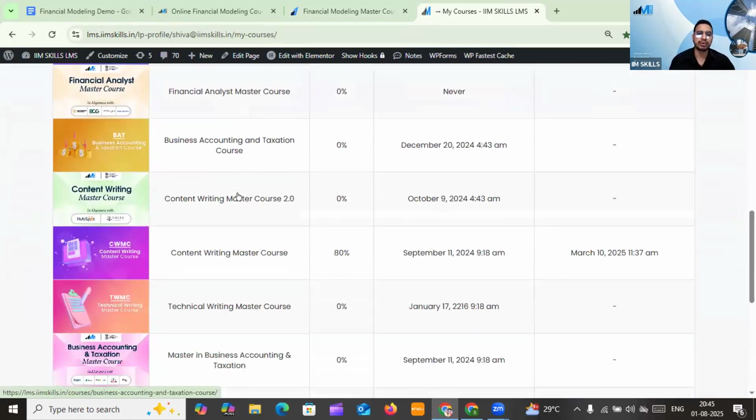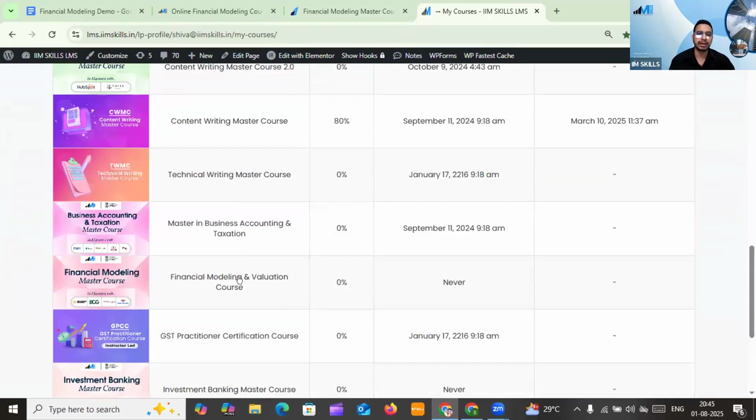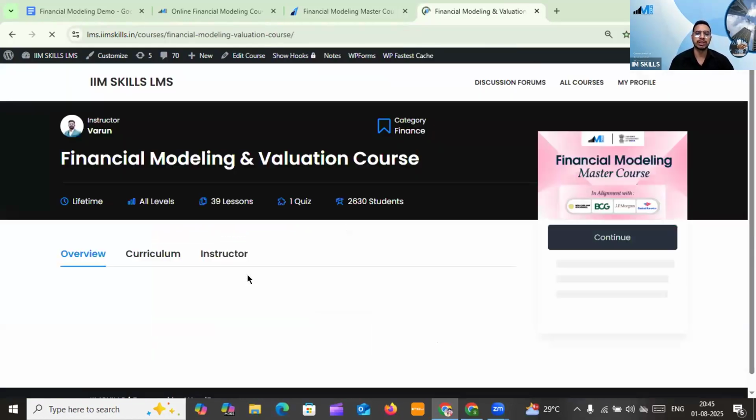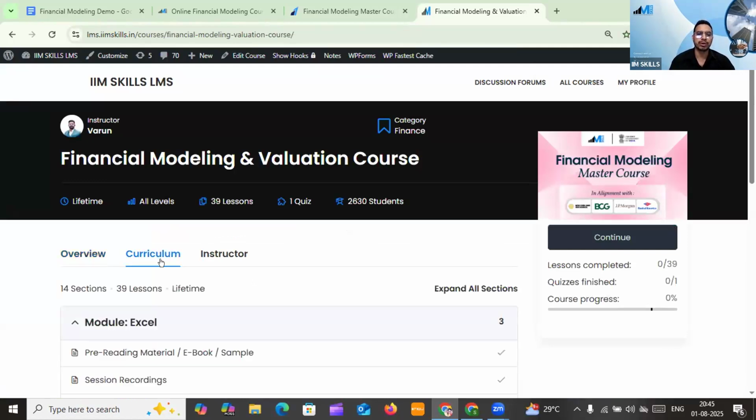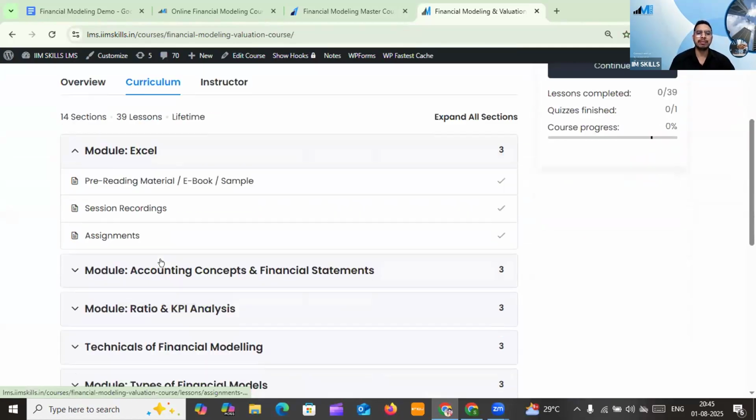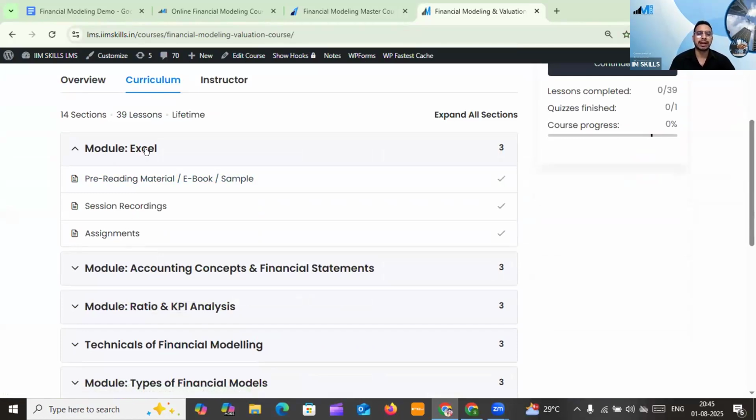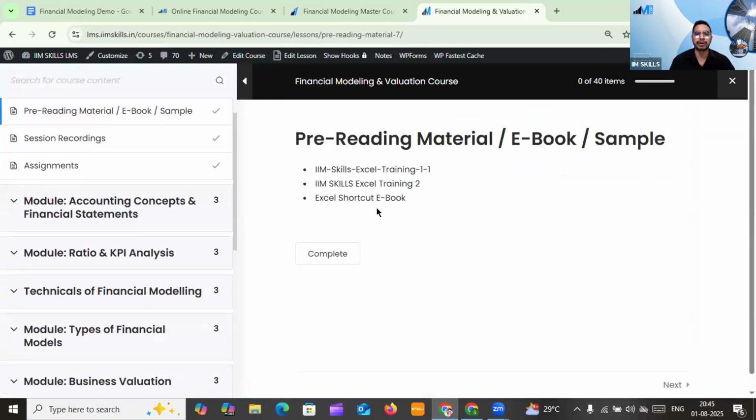Once you log into your LMS, that is Learning Management System, you will find only one course in your account, that is the Financial Modeling and Valuation course. This is the course that you will have. If you go to the curriculum part, within every module, before attending the class, there will be some pre-reading material. You simply go to that particular module, click on the pre-reading material, and you can see the study material that you have to go through before attending the class.